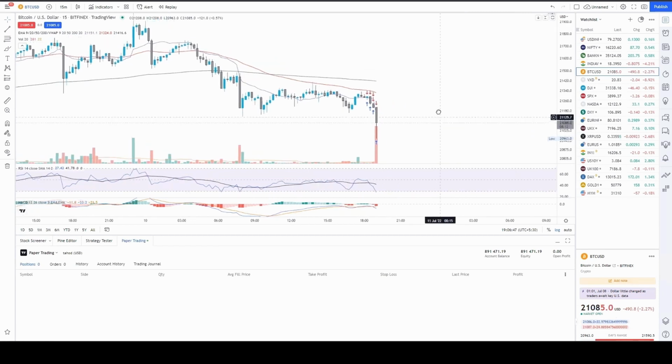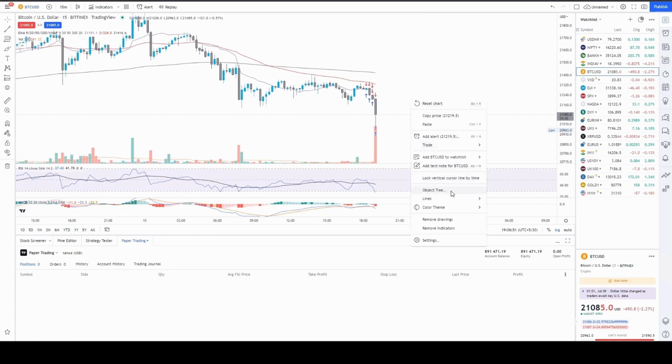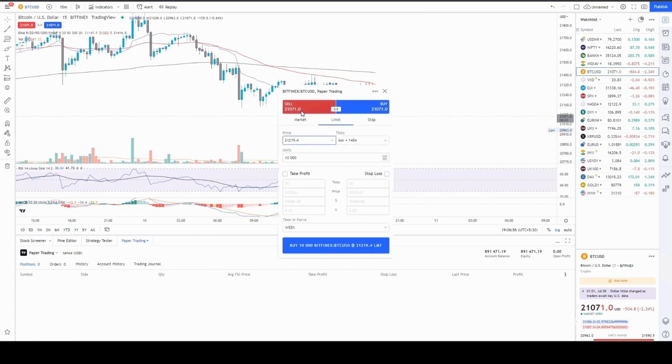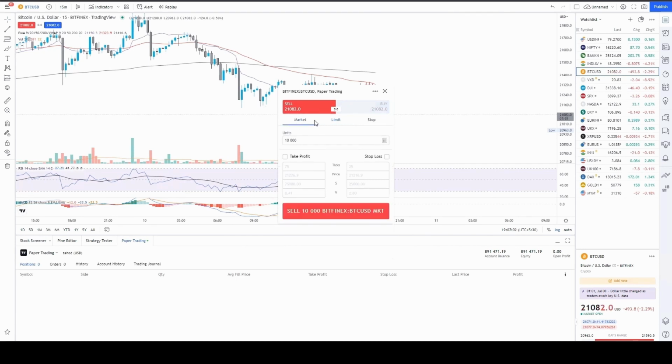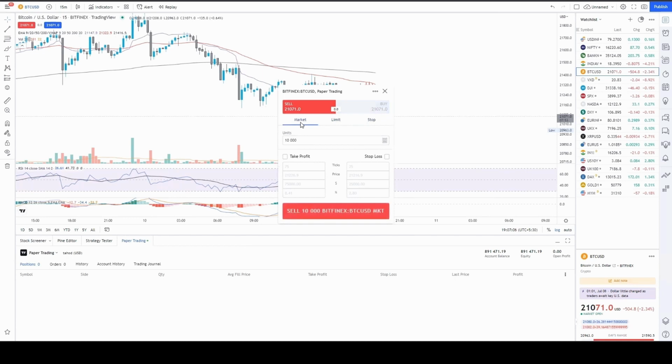So according to our strategy, we wanted to short Bitcoin. So I'm going to click on trade, create a new order, select sell, and I'm going to sell 10,000 units of Bitcoin. You can also click on market order, limit order, or stop order according to your preference to see whether your trading strategy is profitable or not.